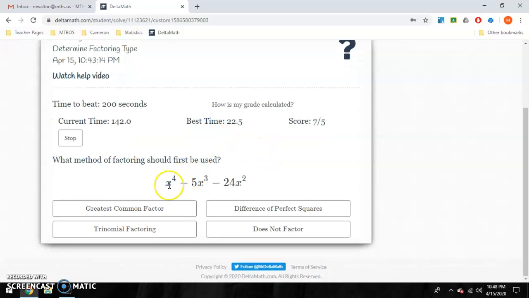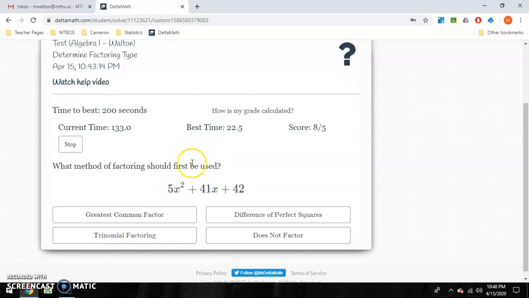All right, here we go. X to the fourth minus 5x cubed minus 24x squared. As I'm looking through these, I have an x in this term, an x in this term, an x in this term. This is a greatest common factor.